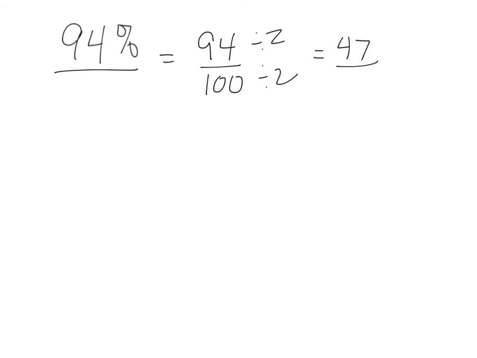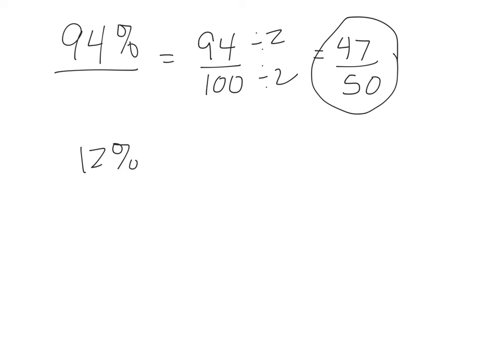Changing a percent to a fraction in simplest form means, first of all, writing it, instead of percent, as per hundred, as a fraction. And then you know how to reduce fractions. These are both even, so we'll divide by 2. And that gives us 47 out of 50. Can't go any lower, so this is my fraction in simplest form.